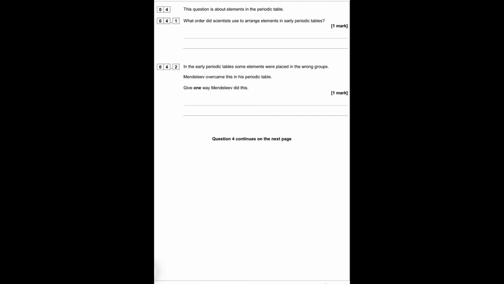This question is about elements in the periodic table. What order did scientists use to arrange elements in the periodic table? So in the earlier periodic table, the atoms were arranged by atomic weights. In the early periodic table, some elements were placed in the wrong groups.